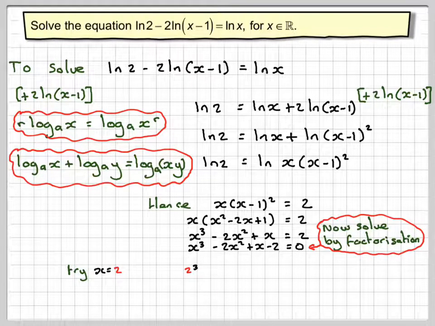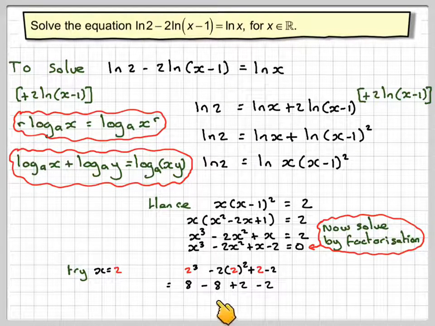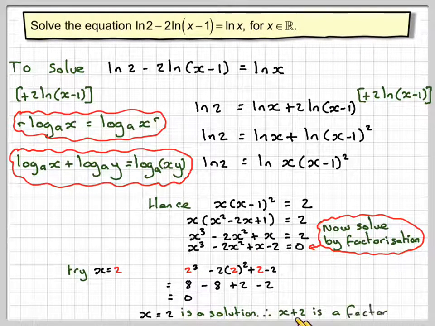So we're going to have 2 cubed minus 2 times 2 squared plus 2 minus 2. That's going to be equal to 8, minus 2 times 4, which is minus 8, plus 2 minus 2. 8 minus 8 is 0, 2 minus 2 is 0, so we'll end up with 0. So x is equal to 2 is a solution of this. And therefore, if it is a solution, x minus 2 is a factor of this expression.